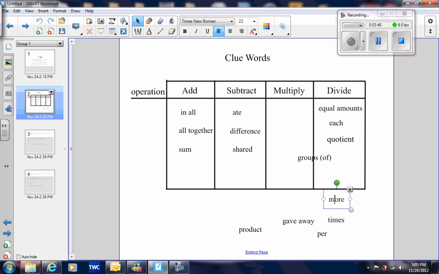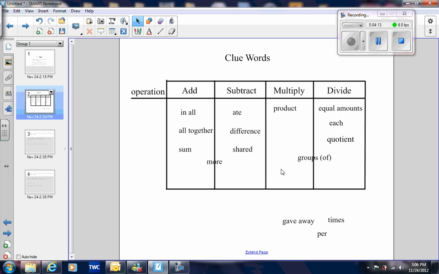More is going to be similar to groups of, where sometimes you're going to start with a certain amount and then get so many more. So that would be an adding. But you also have times when you're comparing two, and you say this one is more than the other. And you want to decide how much more it is. So that more can be used both ways. The product is the answer when you multiply.